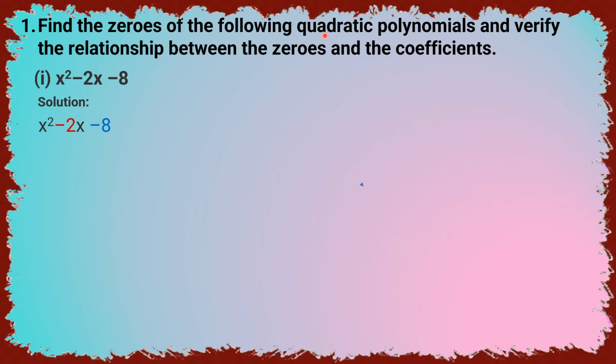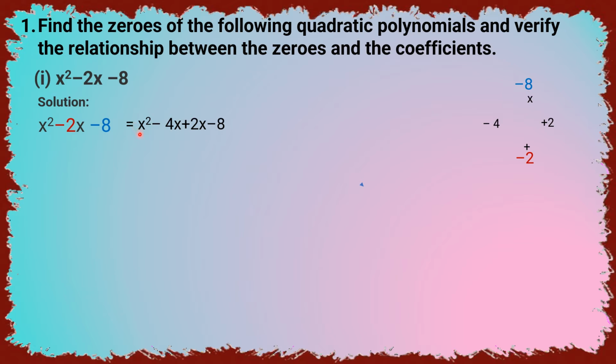Find the zeros of the following quadratic polynomials and verify the relationship between the zeros and the coefficients. Here we have a quadratic polynomial x square minus 2x minus 8. To factorize this polynomial, we split the middle term. The sum of the two numbers should be minus 2 and the product should be minus 8. If you multiply minus 4 and 2, we get minus 8, and if you add, we get minus 2. So we can split this as minus 4x plus 2x.